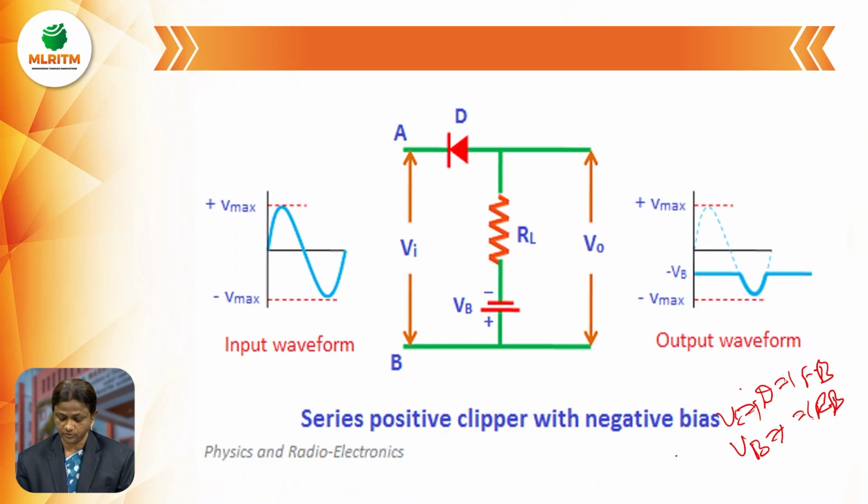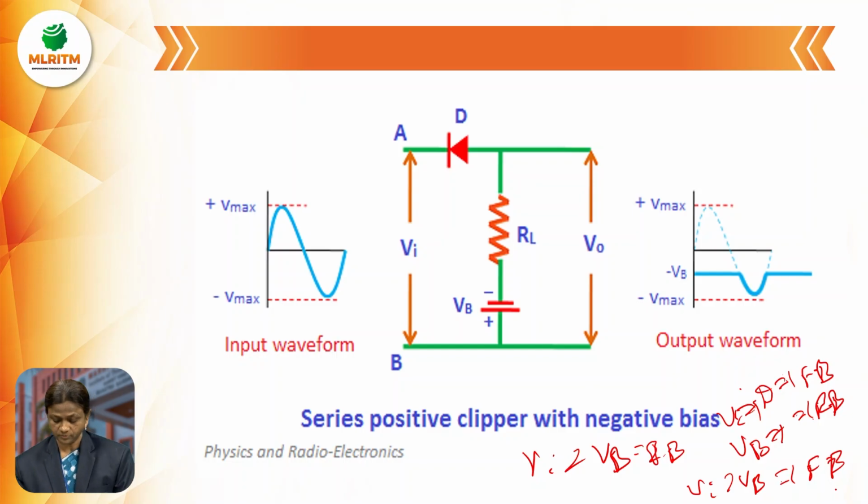When VA is less than VB, which voltage is high voltage? VB. So due to VB, diode D is in reverse bias. So when VA is less than VB, diode D is in reverse bias. Next, the second condition is VA greater than VB. When VA is greater than VB, which voltage is high voltage? VI. So due to VI, diode D is in forward bias.